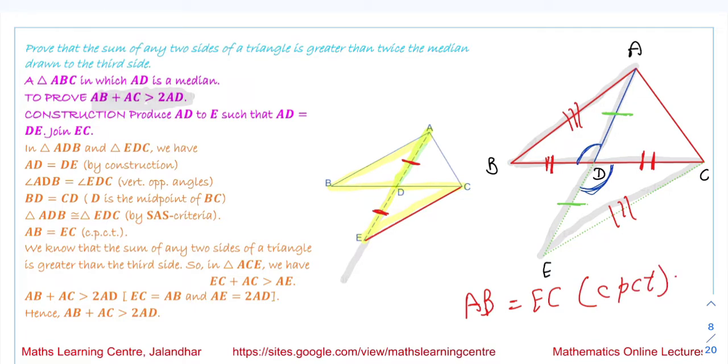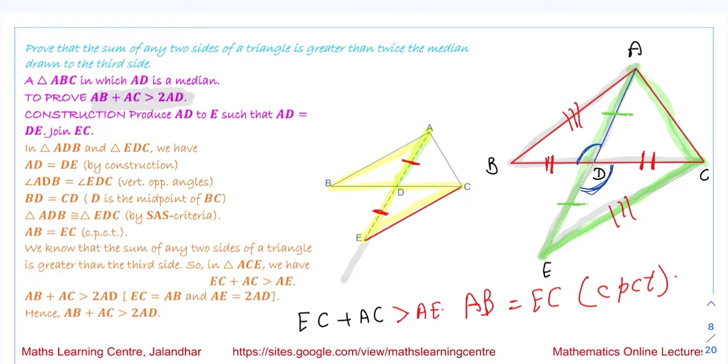And we know that the sum of any two sides of a triangle is greater than the third side. So in triangle ACE, we are talking about this triangle over here, we are using this theorem and we are writing that EC plus AC is greater than AE.